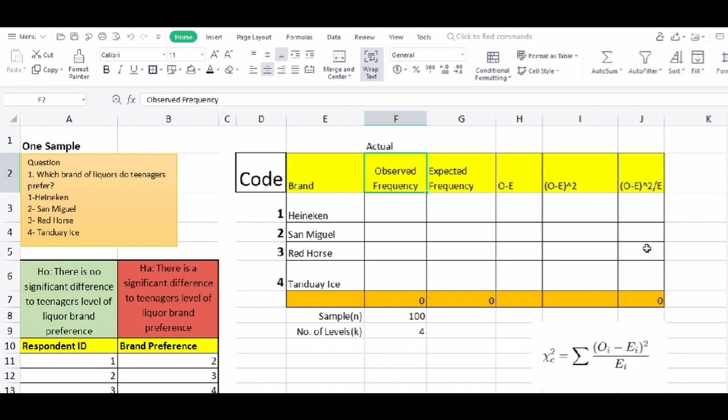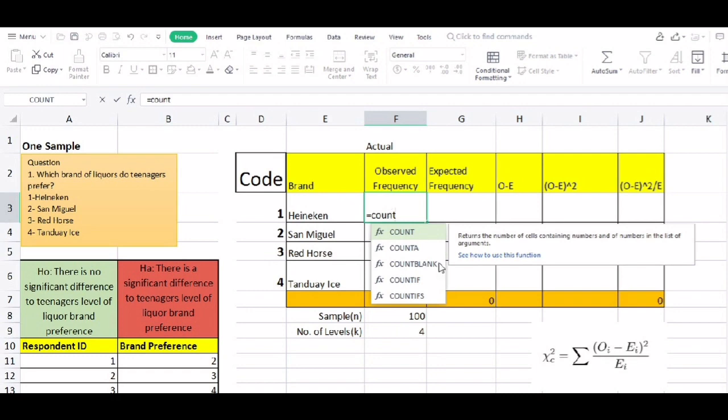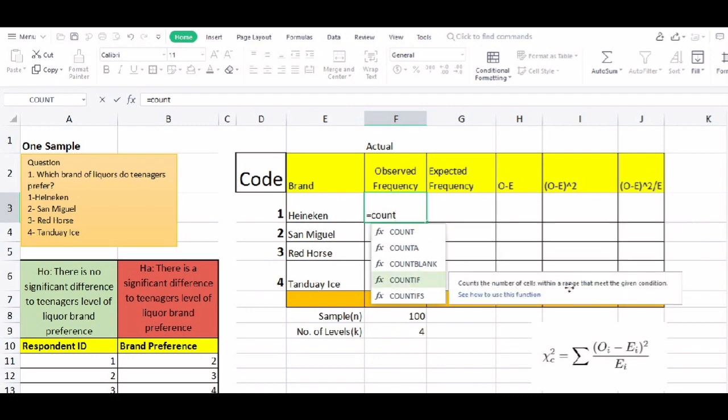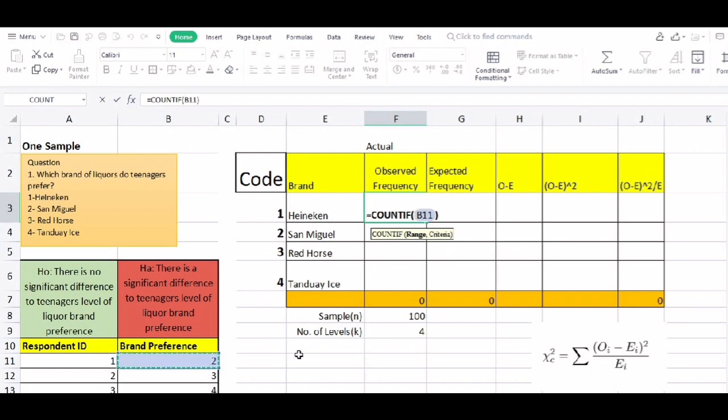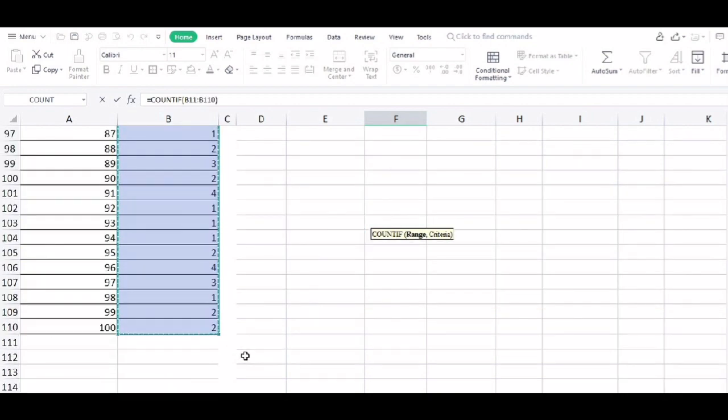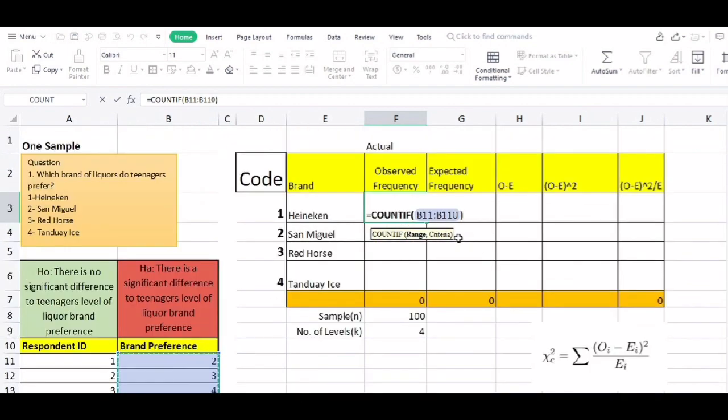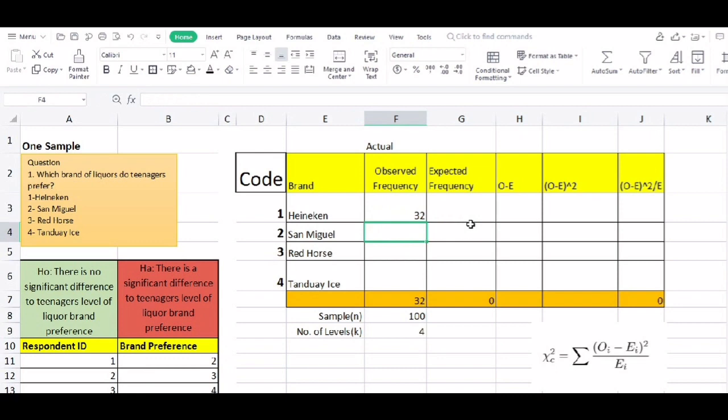Observed frequency, this is what we also call the actual data derived from the results. And to get the observed frequency, we're going to count the number of cells. COUNTIF, so these are actual. So brand preference, these are the answers of the respondents. COUNTIF B11 to B110. And then your condition, of course, if they answer 1, and that is for Heineken. How many teenagers prefer Heineken? And that is 32.